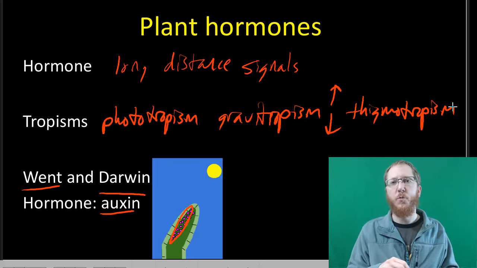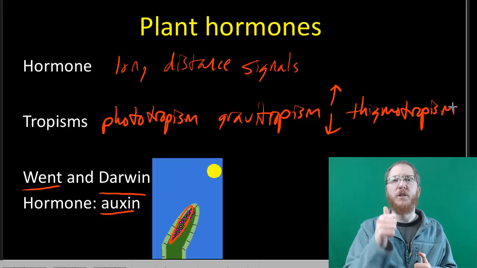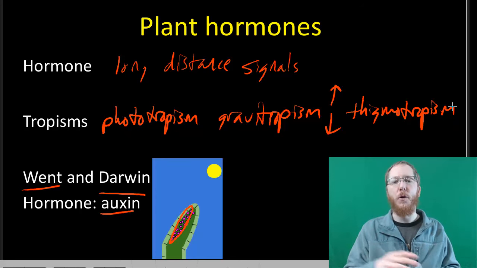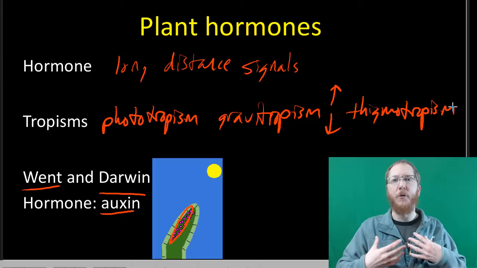In the next podcast, we're going to talk about plant hormones, and we're going to talk about some of the other patterns that plants have, like flowering, and how those are determined and ultimately how those come about.